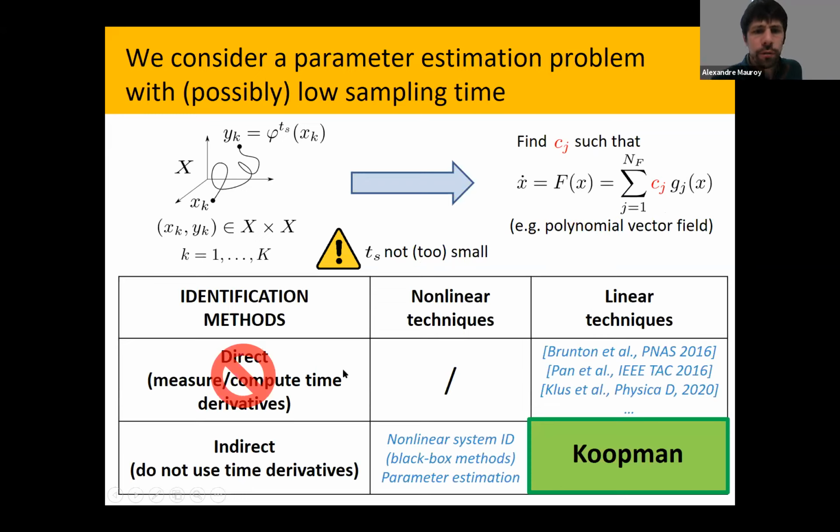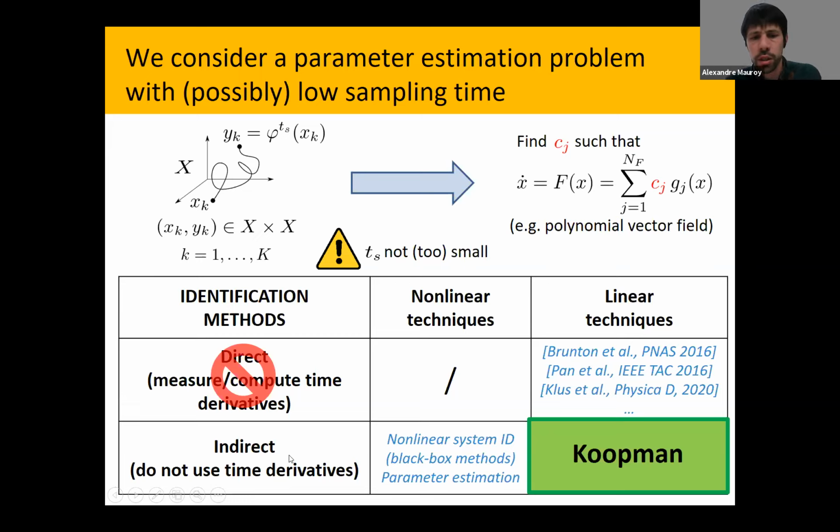The first technique is direct methods. They compute time derivatives, and once we have the time derivative, we can simply do some smart regression. We can promote sparsity to recover this coefficient cj. But this might be a bit annoying if the sampling time is too small or if it's too noisy. And in some cases, we would like to avoid computing a time derivative. For instance, in the context of system identification from the point of view of control theory, this is something which is forbidden. So we would like to avoid this.